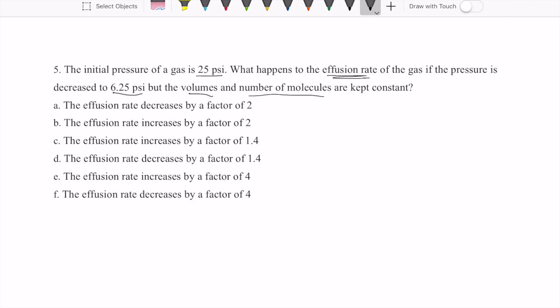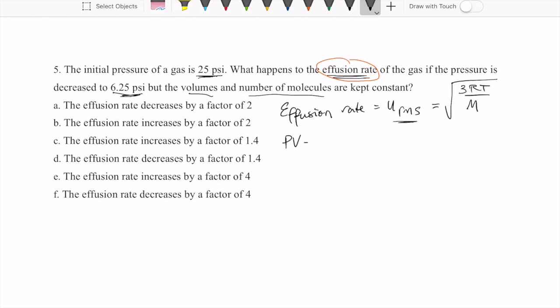So for this question, you're going to need to remember the fact that effusion rate is the same as the root mean square velocity, or URMS, of the gas, given by this equation right here, the square root of 3RT over M, where M is molar mass, T is temperature in Kelvin, and R is the gas constant. And so what we want to know is how that URMS would change as we change pressure from 25 to 6.25. Of course, one part that's a little difficult here is how do we solve a problem where pressure is being changed, but our equation doesn't contain any pressure.